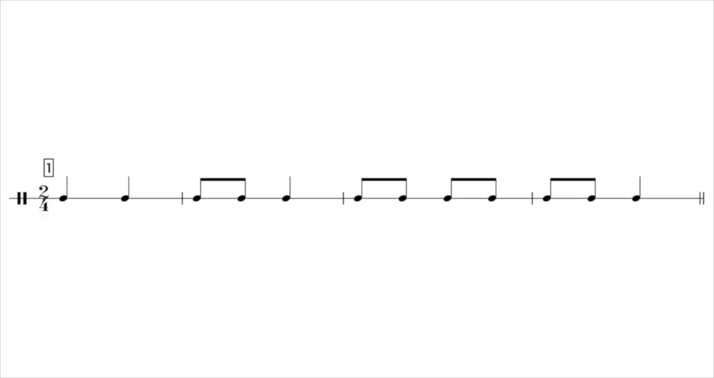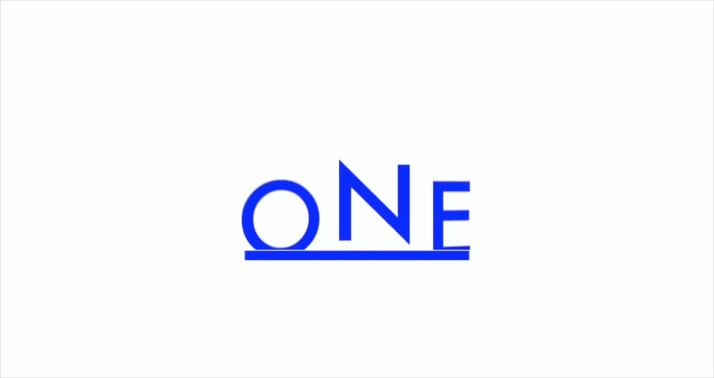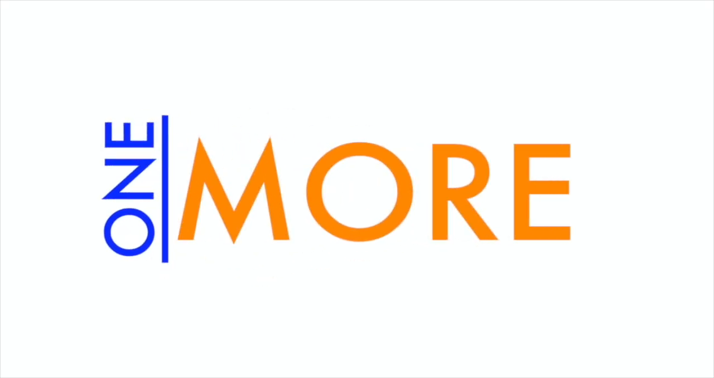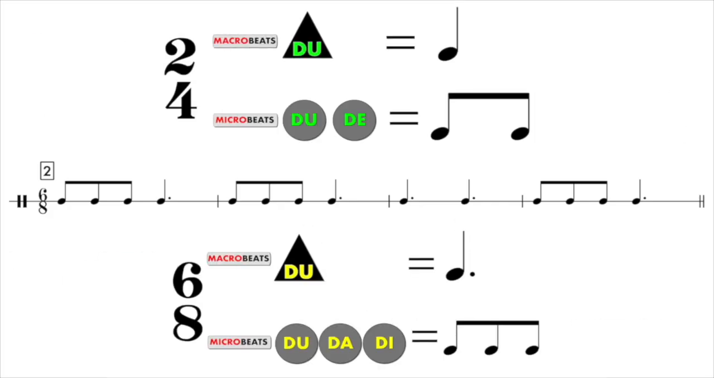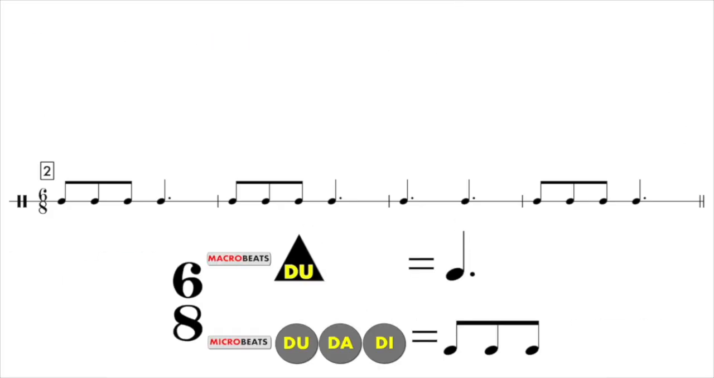Read number 1 out loud right now. Do, day, do, day, do, day, do. And let's try one more together, and then you're on your own. Look at passage number 2. Are you audiating do-day or do-da-dee as the microbeat? Do-da-dee. And when you audiate do-da-dee as the microbeat, is the music in duple or triple?